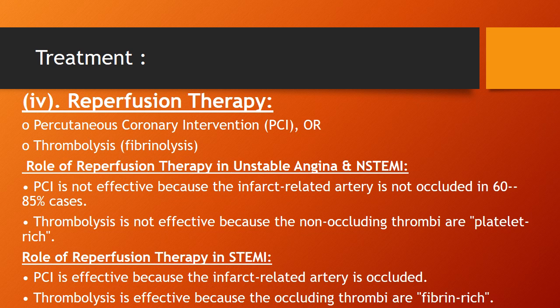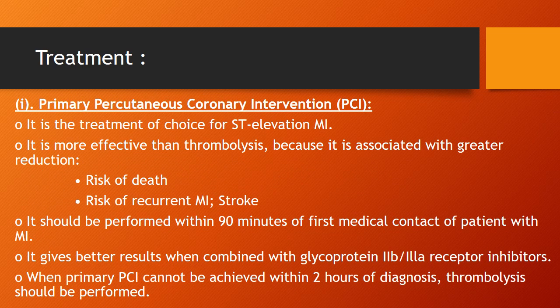The role of reperfusion therapy in STEMI is of prime importance in restoring coronary artery patency. PCI is effective because the infarct related artery is completely occluded, so it needs restoration of patency. Thrombolysis is effective because the occluding thrombi are fibrin rich. Primary percutaneous intervention is the treatment of choice for ST elevation MI.